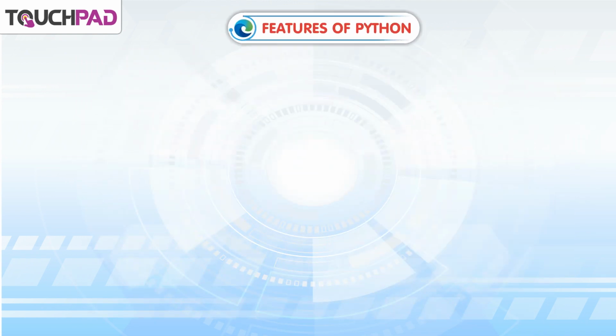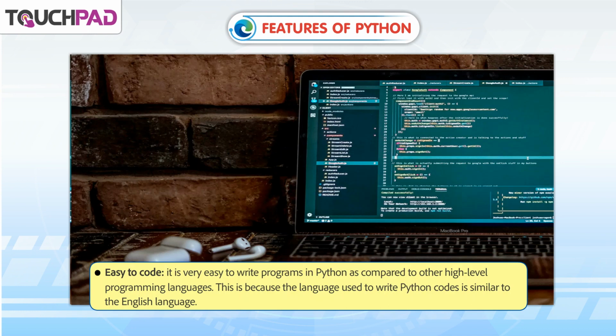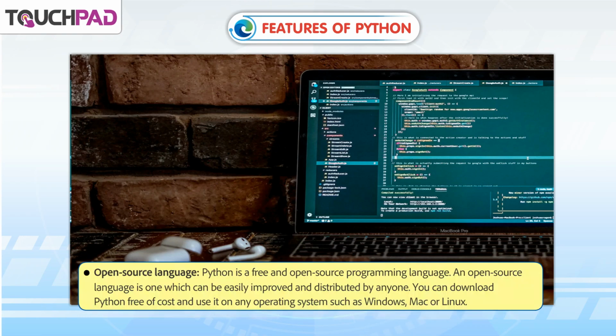Features of Python. Easy to code. It is very easy to write programs in Python as compared to other high-level programming languages. This is because the language used to write Python codes is similar to the English language. Open source language. Python is a free and open source programming language. An open source language is one which can be easily improved and distributed by anyone. You can download Python free of cost and use it on any operating system such as Windows, Mac or Linux.